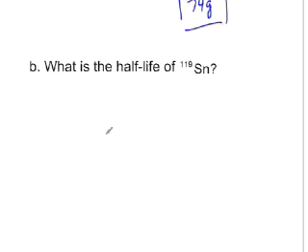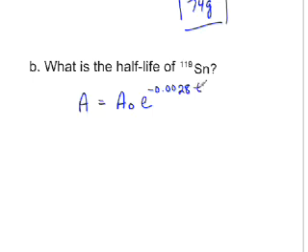B, what's the half-life of this isotope? So we'll start with the formula A equals A sub 0 times e to the negative 0.0028t, and we want to solve this for t. We want to know how many days it takes for these two quantities to have the relationship of 1/2. So A sub 0 is the initial amount, and A is the amount that's half of A sub 0.